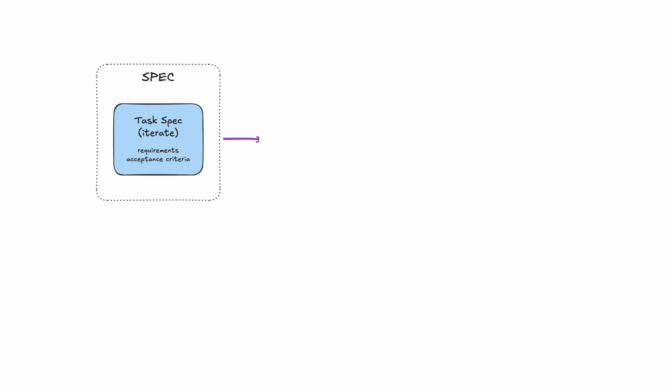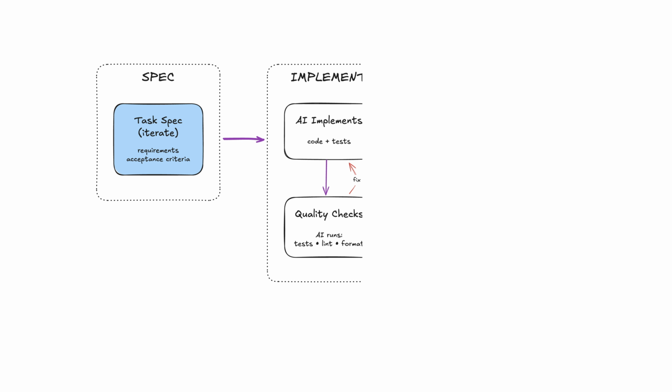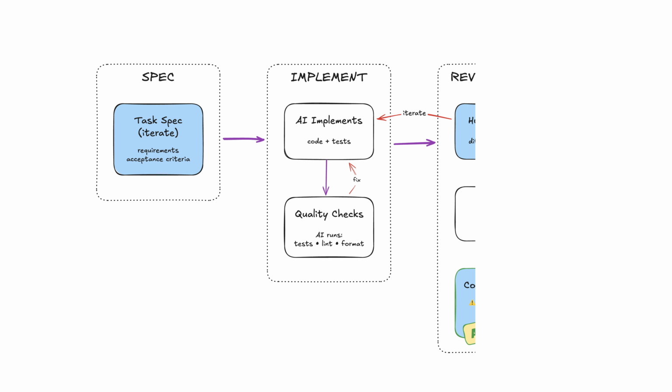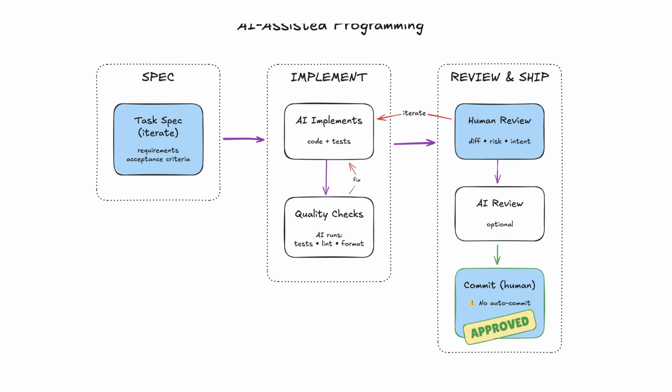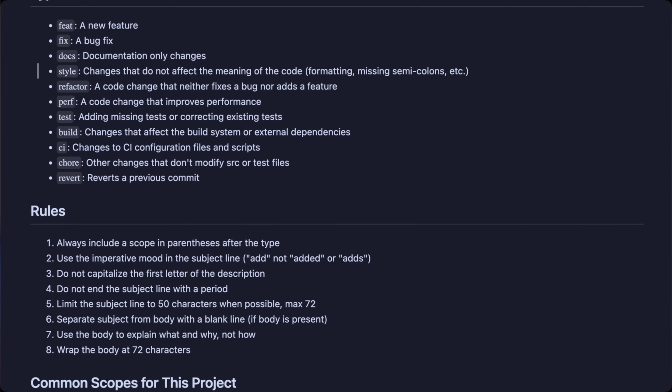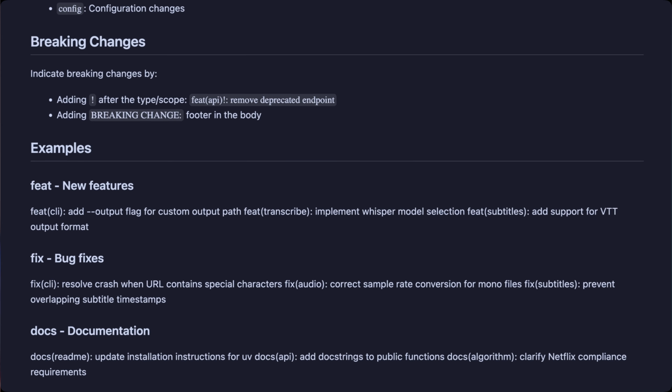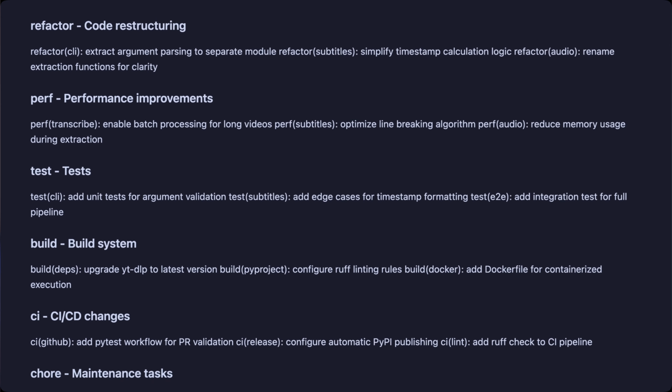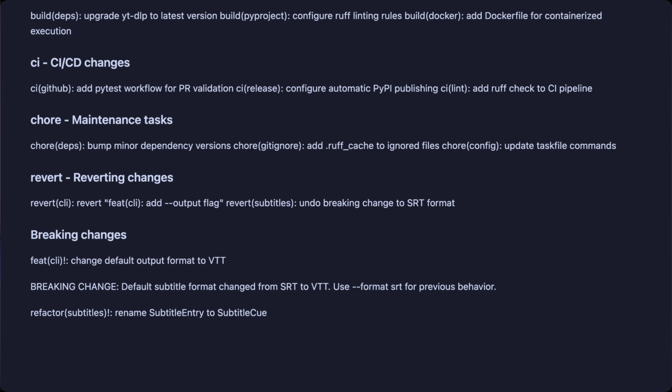Quick context. I follow what I call AI-assisted programming. Copilot helps me code, but I stay in the loop, especially for commits. Why? Because a commit is your signature. It says, I understand this change. So here's my setup: a custom instruction file that tells Copilot exactly how to write commit messages. Let me show you how to set it up.